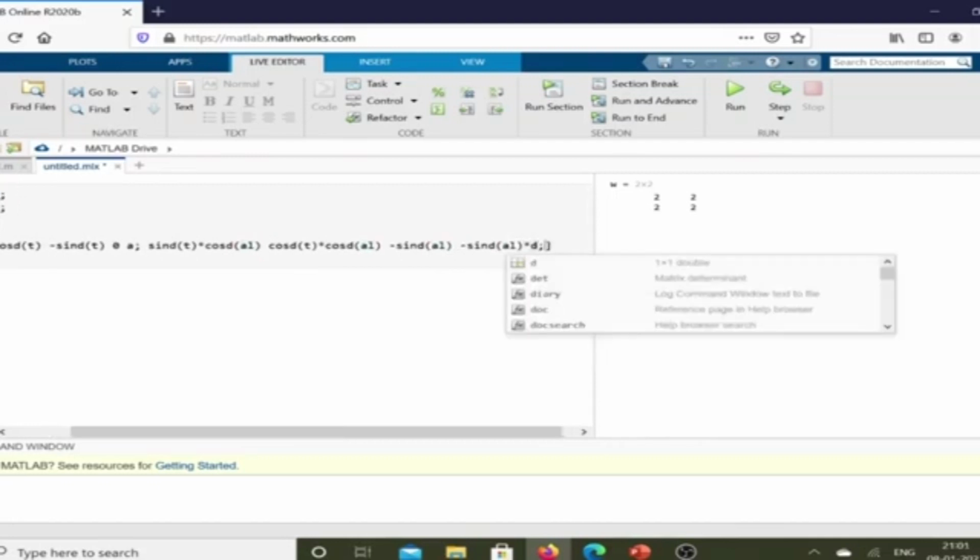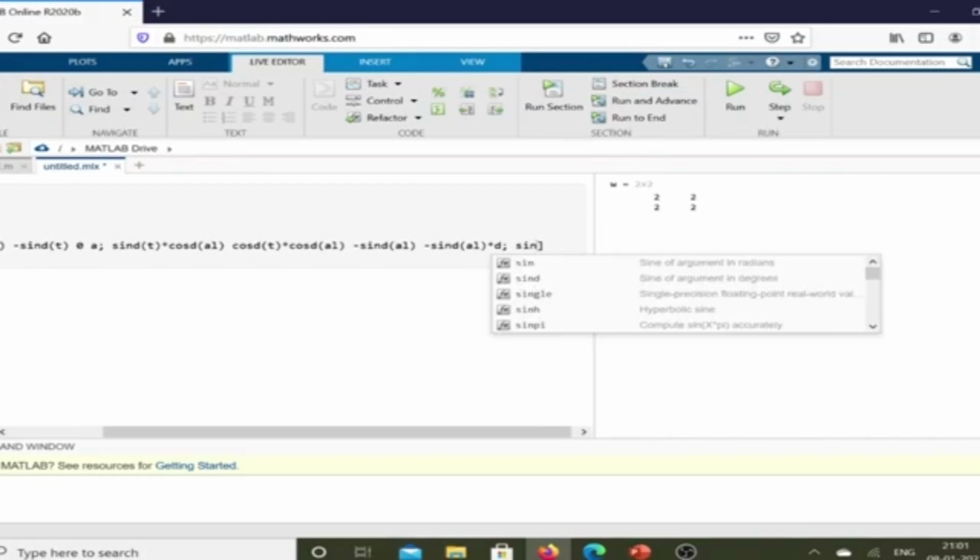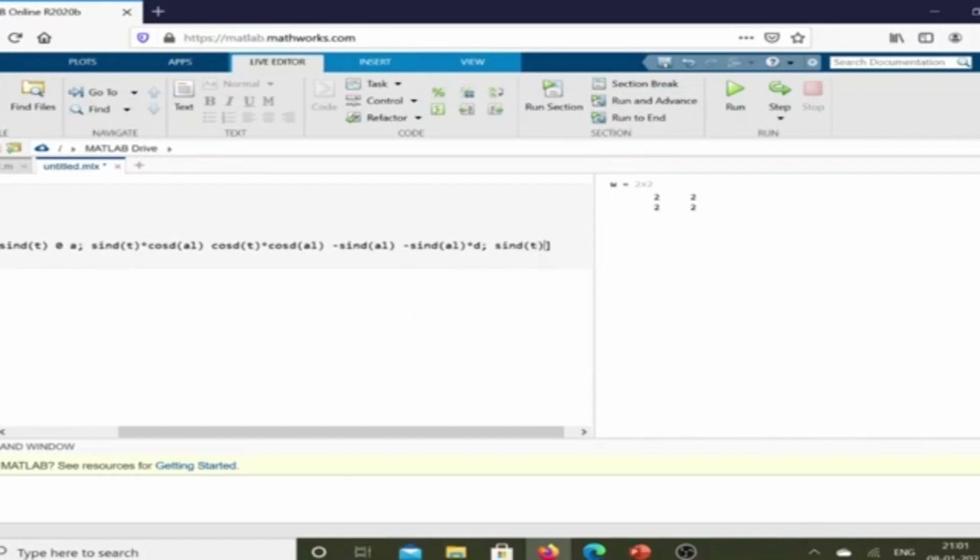Okay, so this is my second row. What about the third row? It is sin D into theta, which is T, multiplied by sin D into alpha, which is AL. So this is the first term.